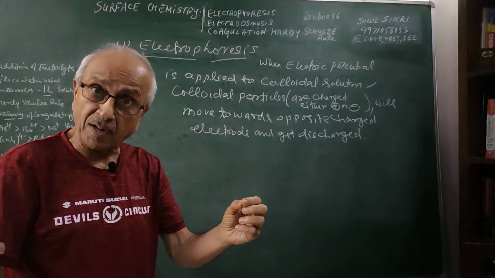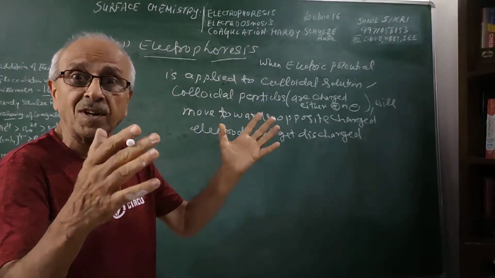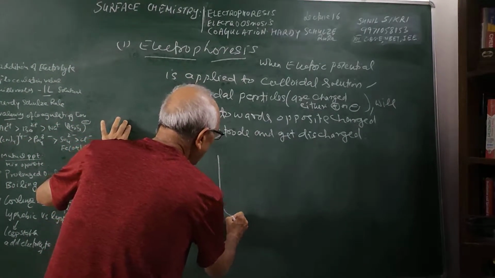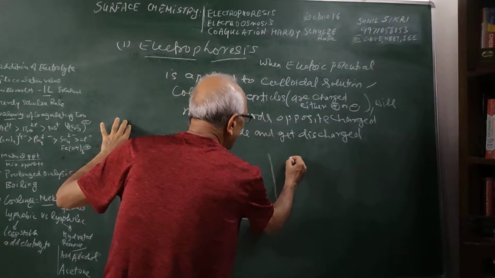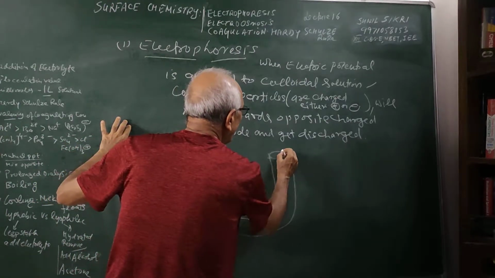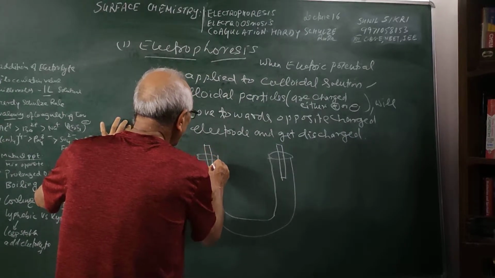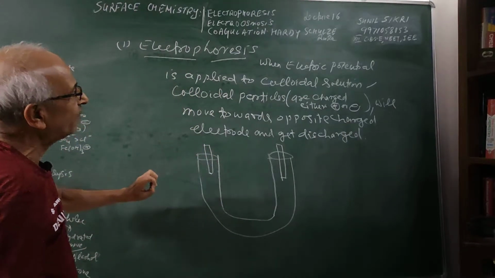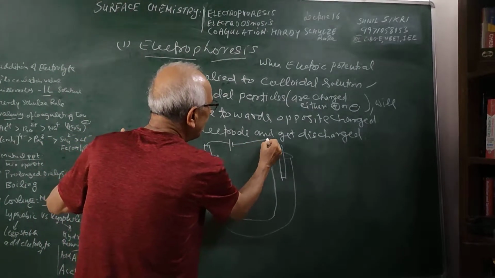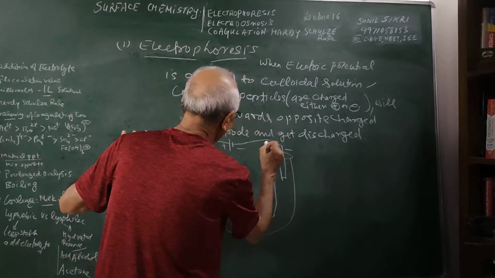I take two platinum electrodes and I dip the colloidal solution in this and I apply electric potential. What will be the result of that, students? Let me see what I am trying to say. Supposing I have a U-tube. This is my U-tube, students, and here I am putting two electrodes. So what will happen if I apply a potential difference? This is my positive, this is my negative. This becomes positive plate, this becomes negative plate.